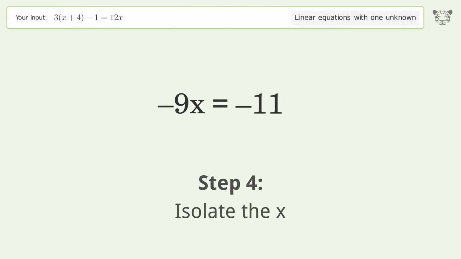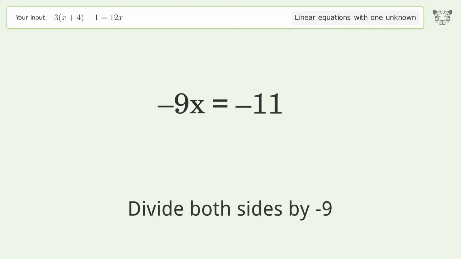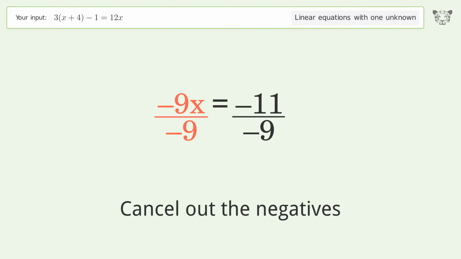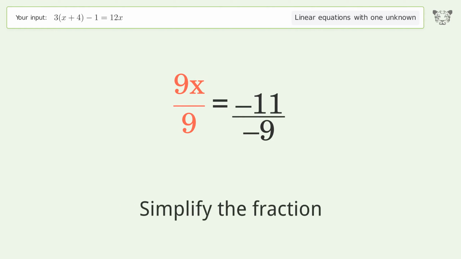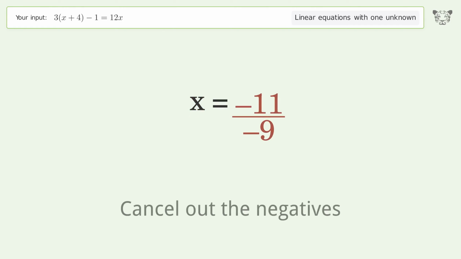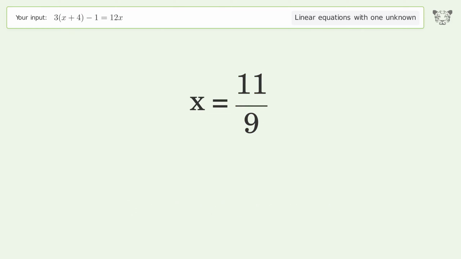Isolate the x. Divide both sides by -9. Cancel out the negatives. Simplify the fraction. Cancel out the negatives. And so the final result is x equals 11 over 9.